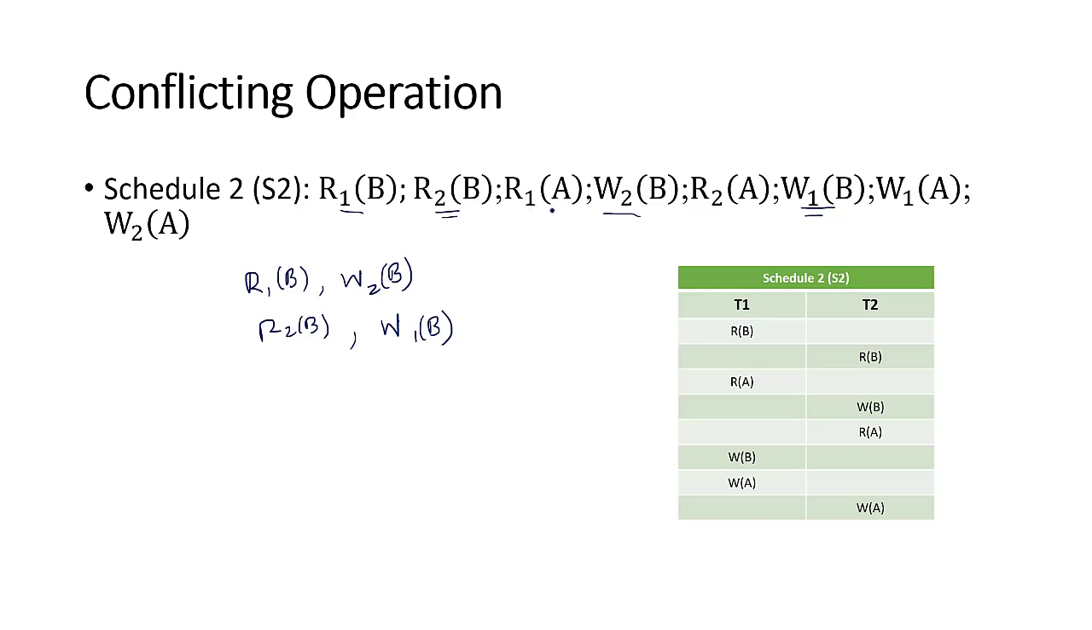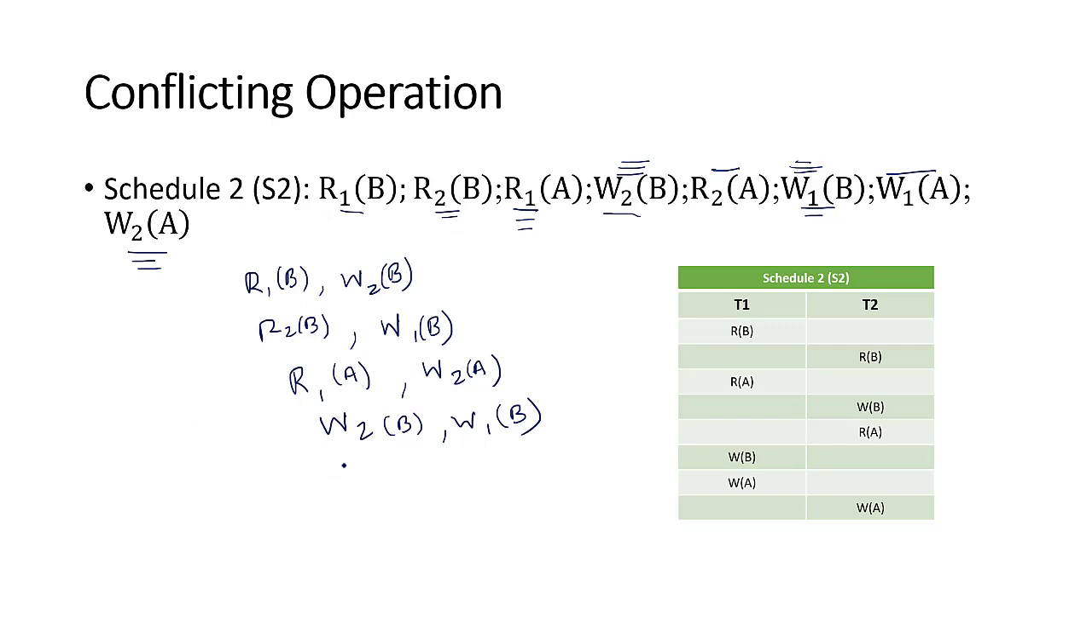Then R1A will conflict with W2A. There is another conflicting operation on this one. So there is another conflicting operation on data item B, which is the writing of data item B by transaction 2, which will conflict with the writing of data item B by transaction 1. We need to consider this operation. So this will conflict with this operation.